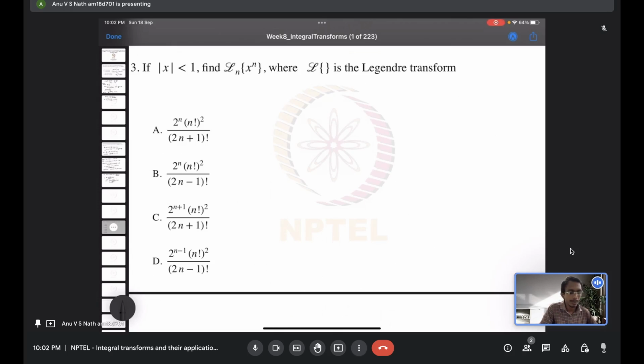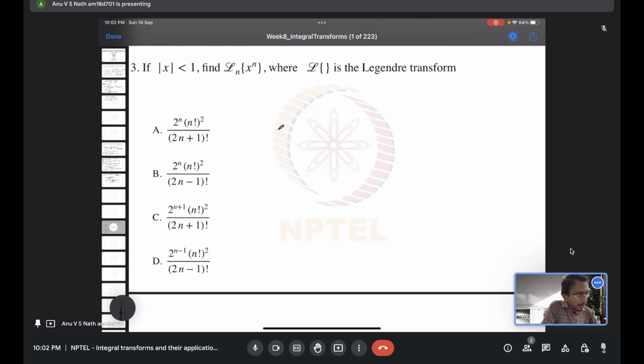I will wait for a moment, and in case you find the answer, you can put it in the chat window or unmute yourself and try. Or if you have any suggestion on how to proceed with this question. So as a starter, I may explain how it will look. It will become an integral. How it will look like.